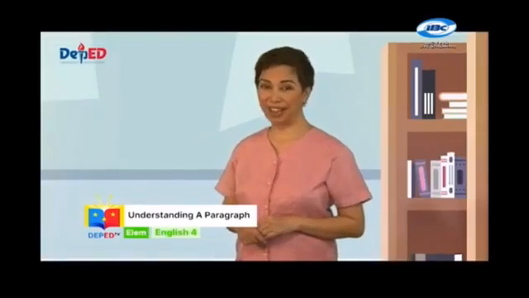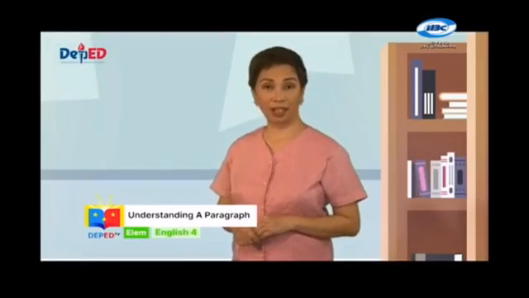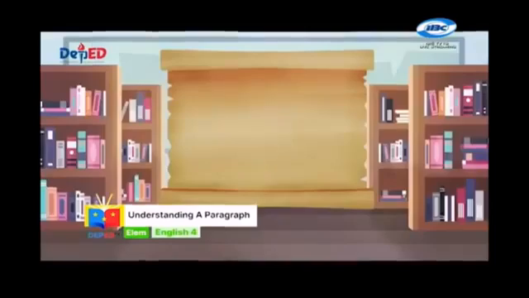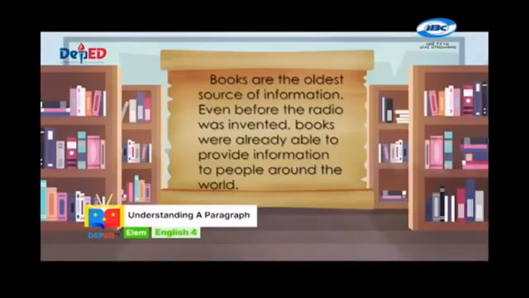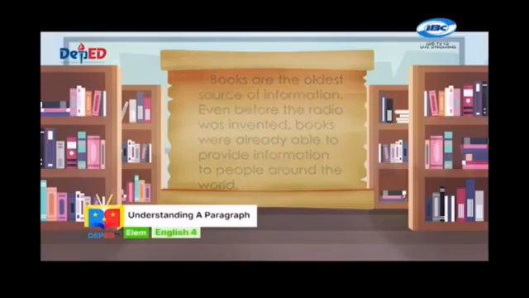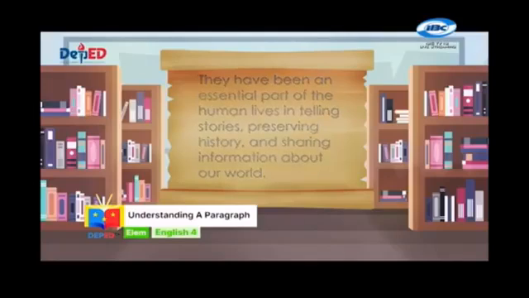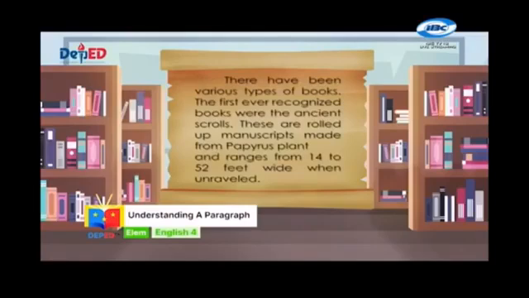Here are 2 paragraphs as examples. Kids, you have to read the paragraphs with Teacher Jo, okay? Books are the oldest source of information. Even before the radio was invented, books were already able to provide information to people around the world. They have been an essential part of the human lives in telling stories, preserving history, and sharing information about our world. There have been various types of books.